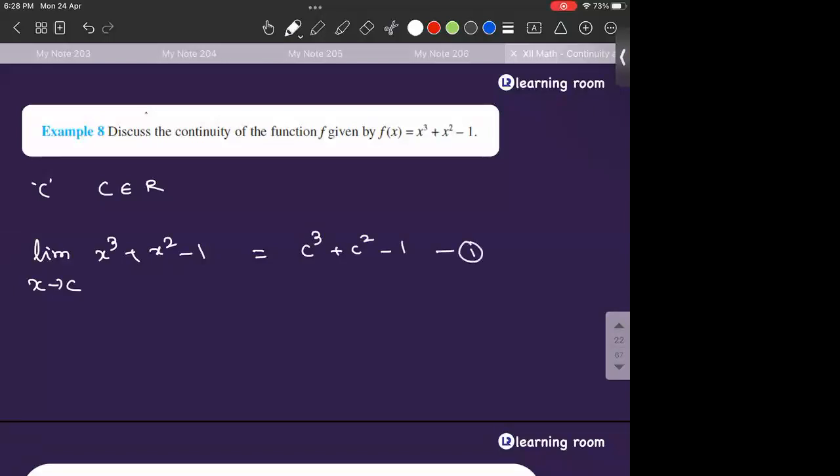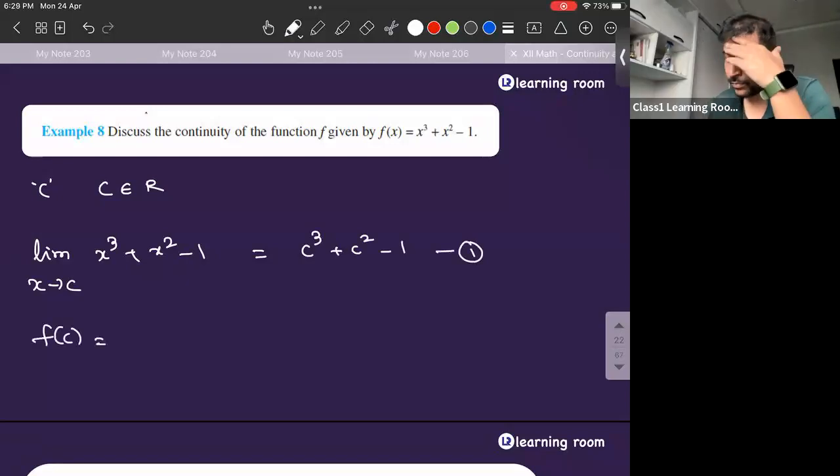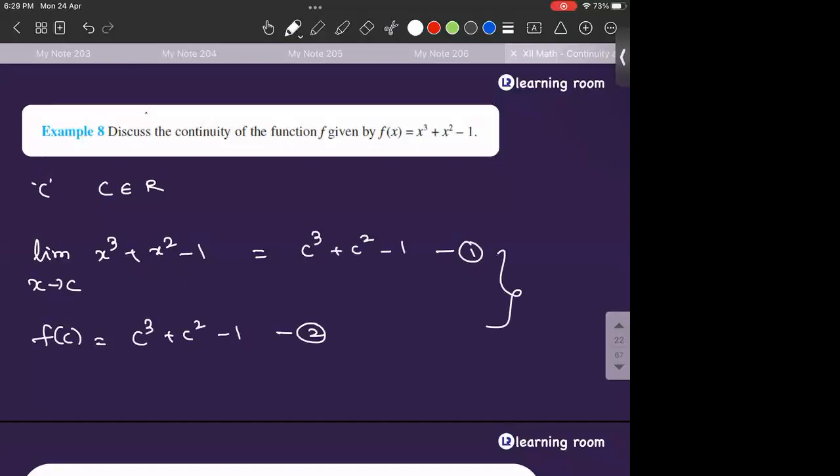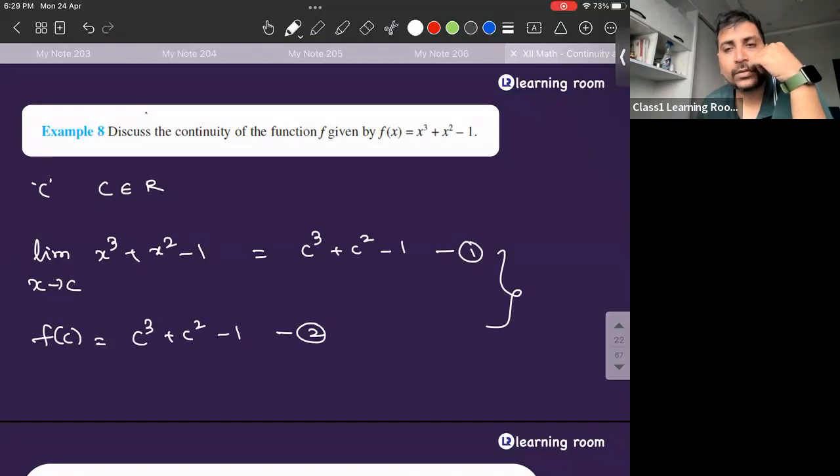So this is equation number 1. What is f of C? f of C is C cube plus C square minus 1. This is 2. So what can you say? They both are equal. So it is continuous. Because that C can be any real number, by doing these two steps, you have indirectly told us that the function is continuous everywhere in its domain.